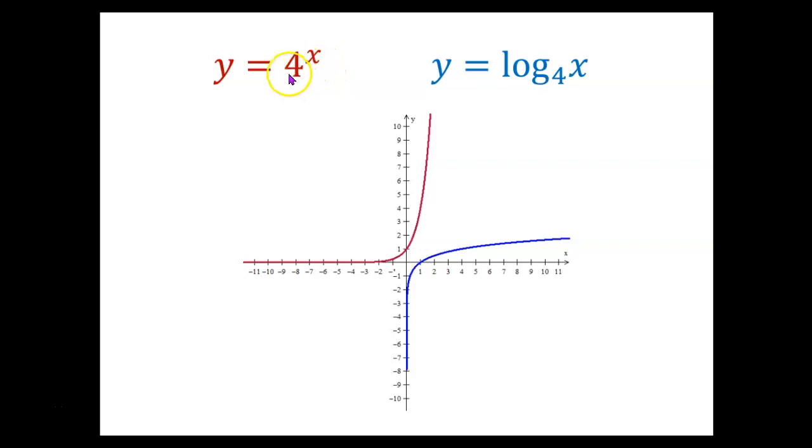If you plug 3 into the exponential function, 4 to the 3 power is 64. If you plug 64 into the logarithmic function, the logarithm to the base 4 of 64 is 3. So the logarithmic function undoes what the exponential function does.